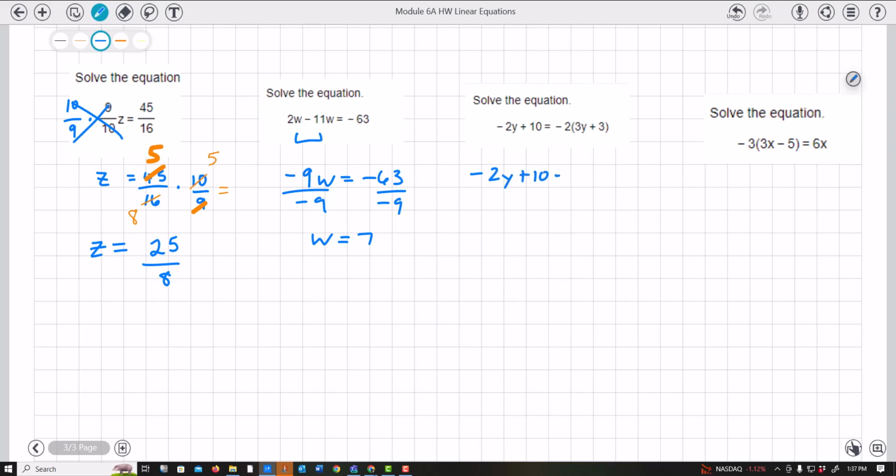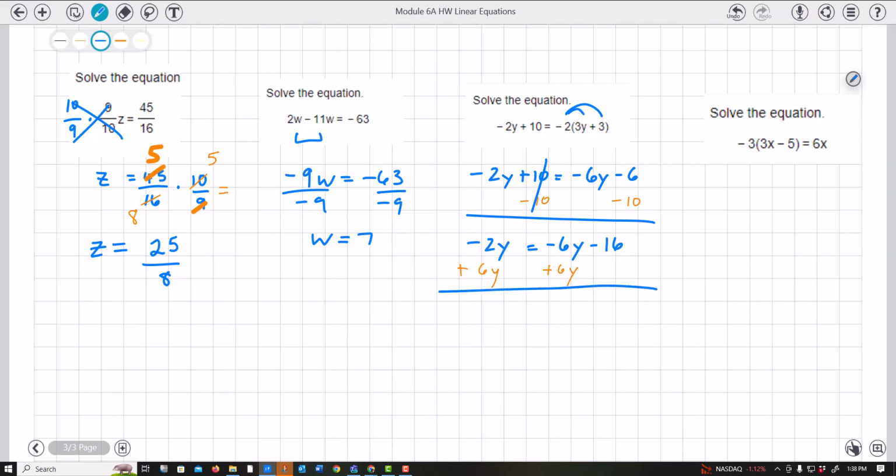distributing on this side. So negative 2 times 3y will be negative 6y. Negative 2 times 3 will be negative 6. I want to collect like terms, so I'm going to subtract 10 to start from both sides. So I have negative 2y, that cancels. Negative 6y minus 16. Now I need to chunk the 6y to the other side, do the opposite to cancel it. So add 6y to both sides.